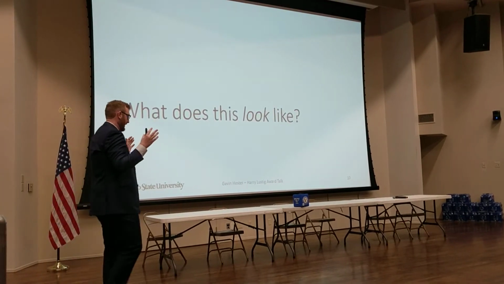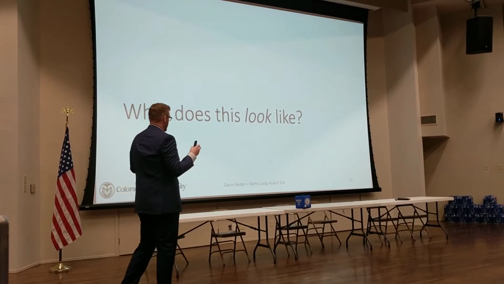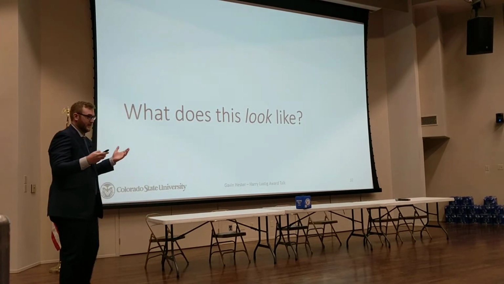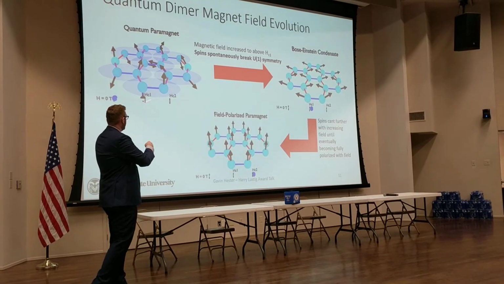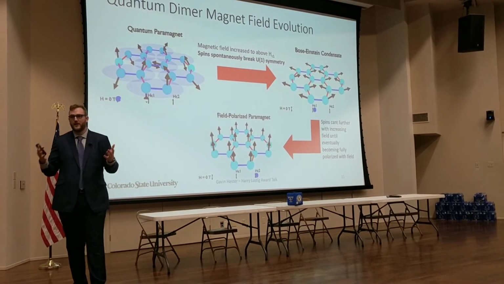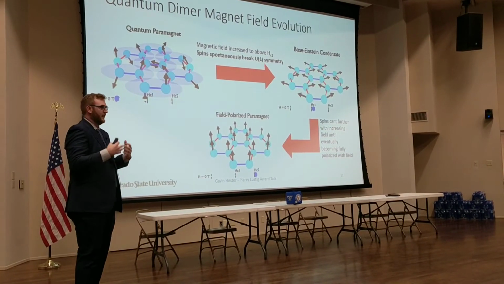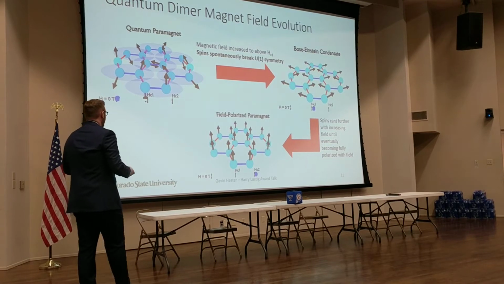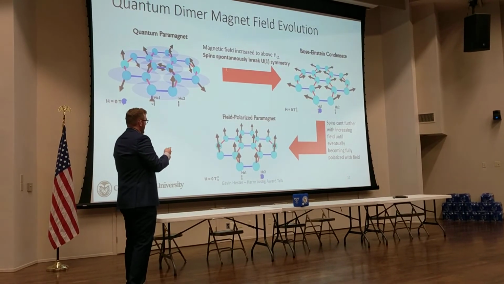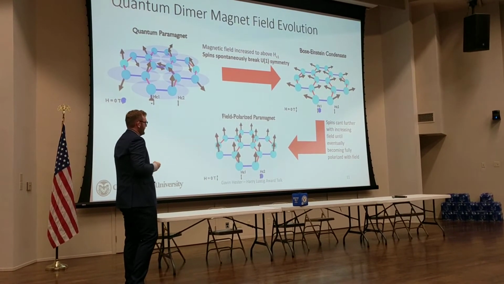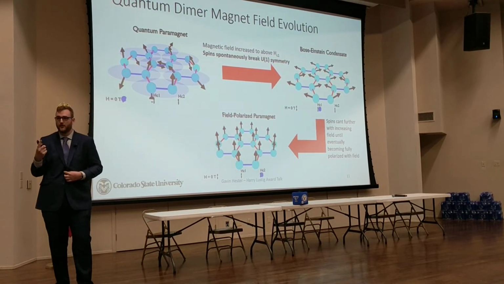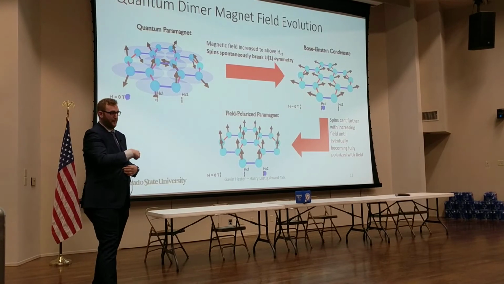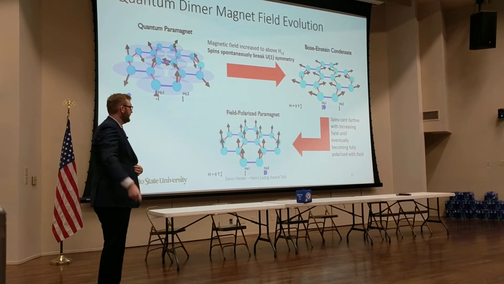I really like to think about what things look like, so let's visualize these states as we go through. When we're at low field, we're in a quantum paramagnet state or a quantum diamond-magnet. There are many names for it. The spins are just going to randomly fluctuate around. Then we're going to increase the magnetic field, and once we cross the first critical field, Hc1, the spins will spontaneously break their symmetry around the field. That's why they need to have that symmetry in order to be able to break it.